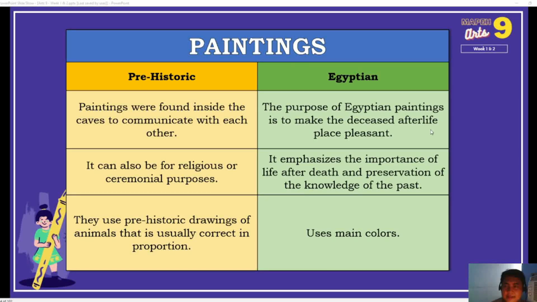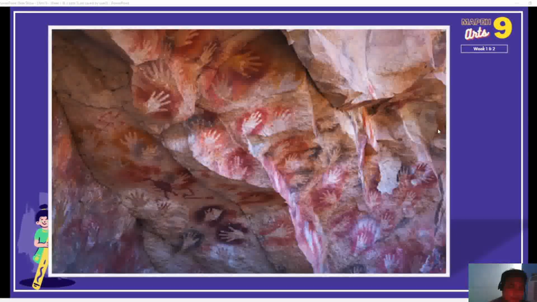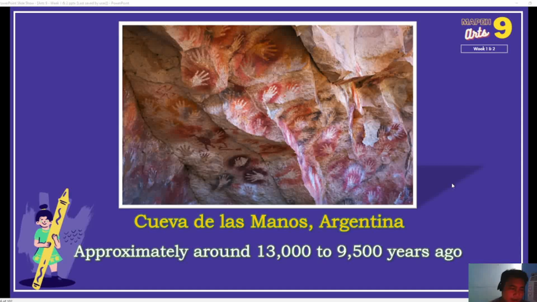I have here some examples of prehistoric paintings and Egyptian paintings. Let's start with the prehistoric paintings. As you can see here, these are handprints made inside a cave. Actually, this is quite old because it is roughly around 13,000 to 9,500 years ago. It is the Cueva de las Manos, or in translation, Cave of the Hands in Argentina.